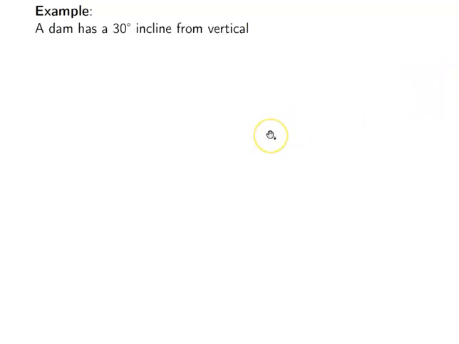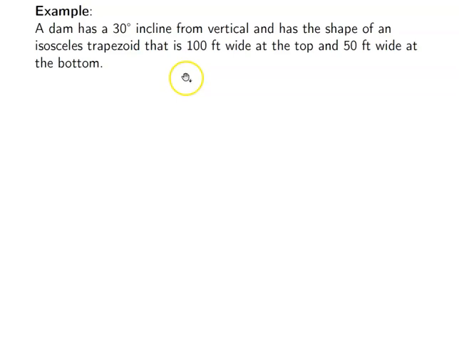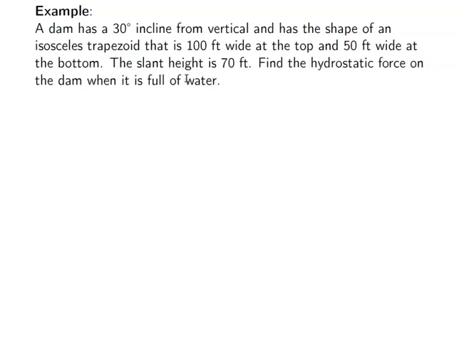So we have a dam that has a 30-degree incline from the vertical. Okay? And it has the shape of an isosceles trapezoid. I'll just show you what that is. The isosceles trapezoid is 100 feet wide at the top and 50 feet wide at the bottom. Okay? The slant height is 70 feet. So when it's slanted, it has a length of 70 feet. So we want to find the hydrostatic force on the dam when it is full of water.